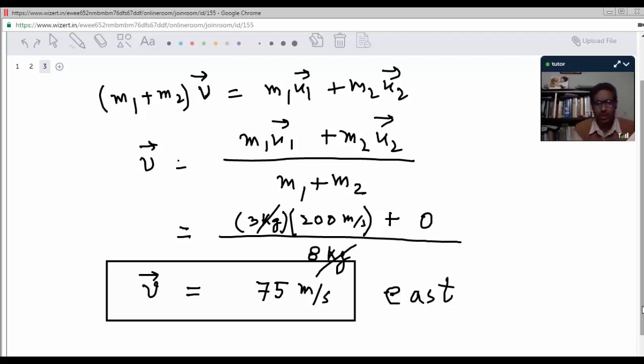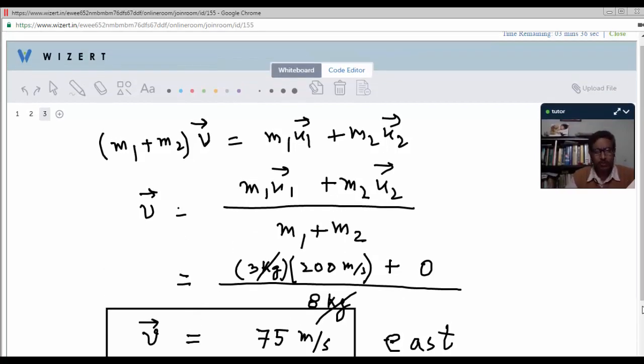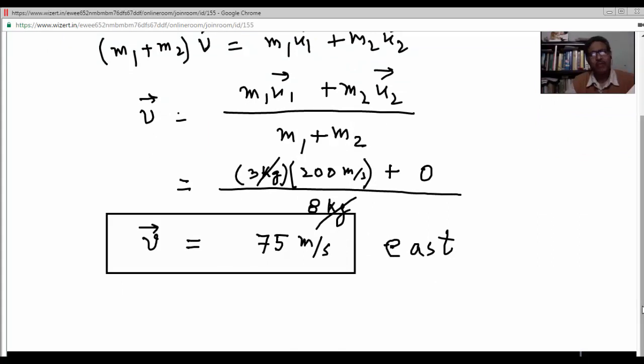Note that this is a one-dimensional problem. That means all the bodies are moving along one straight line only. We can solve more complicated problems where two-dimensional or three-dimensional motions are there, but this example covers just the application of the principle of conservation of momentum in one dimension. So solving this problem, we have got the final answer. You see that the final velocity is 75 meters per second east.